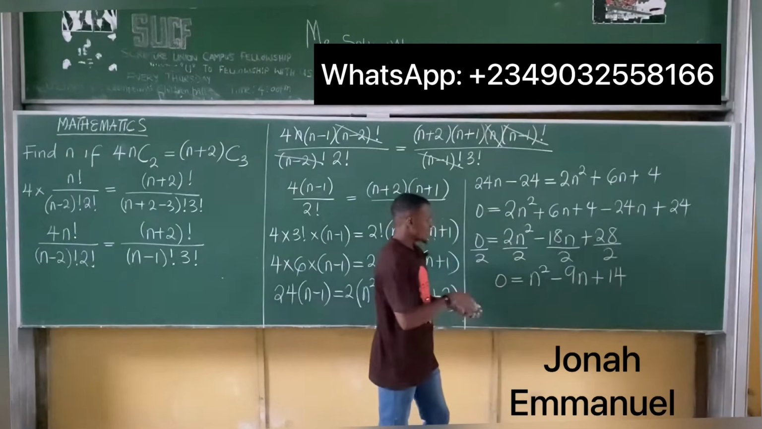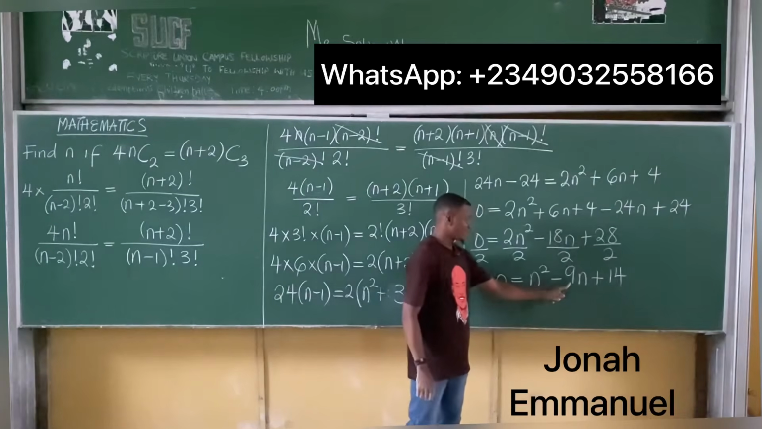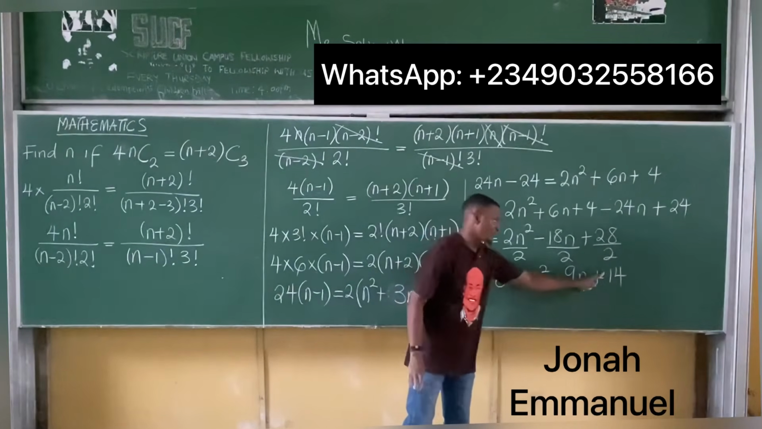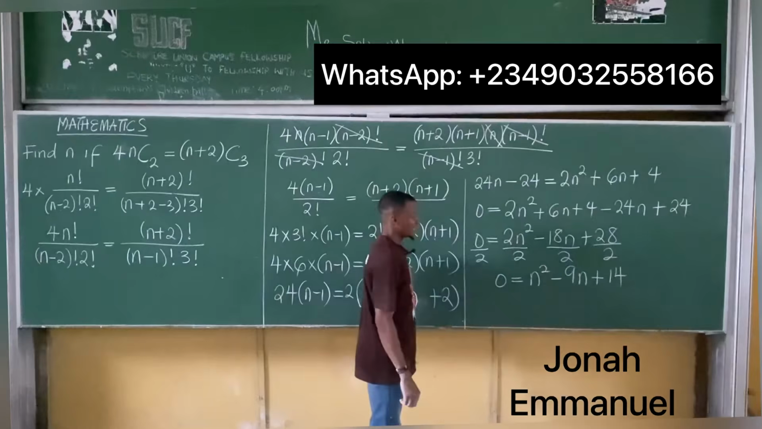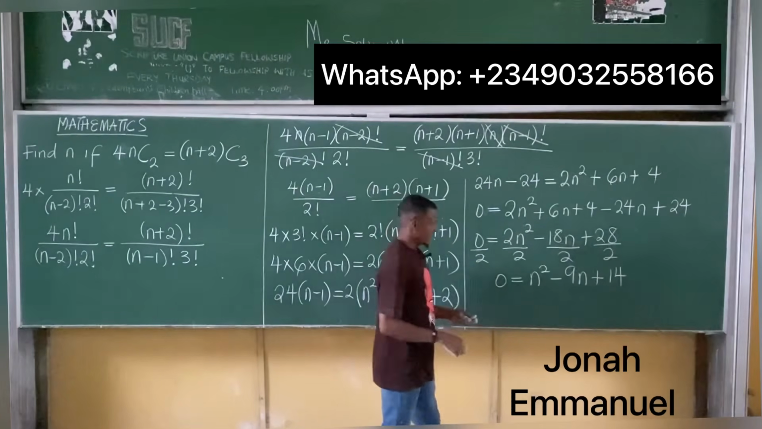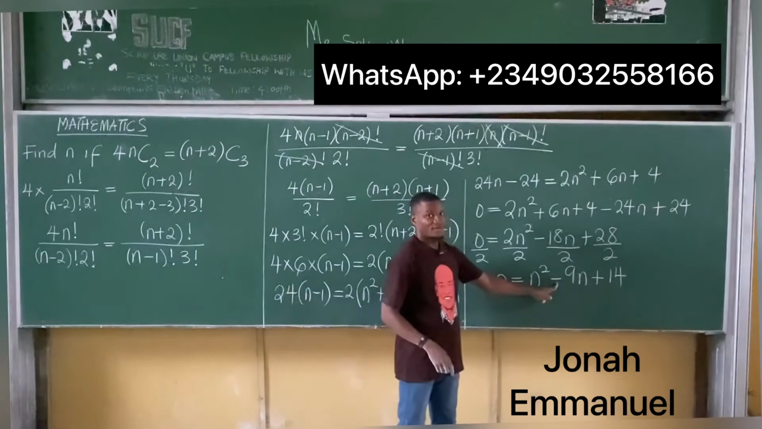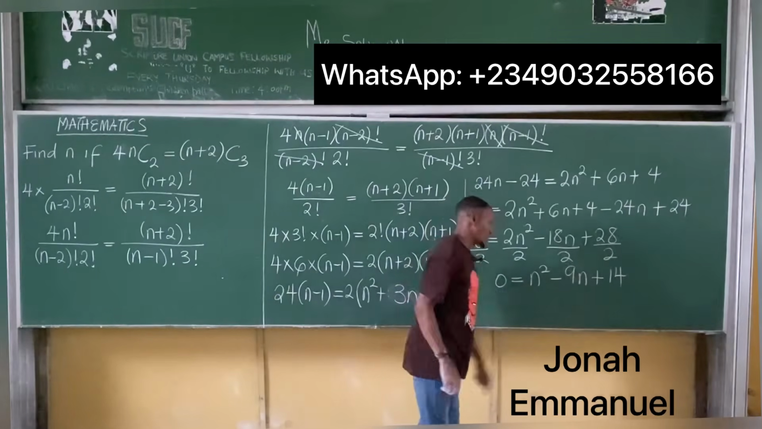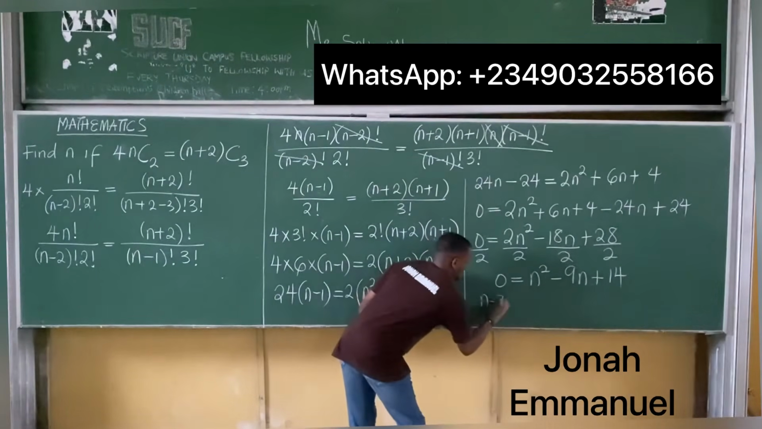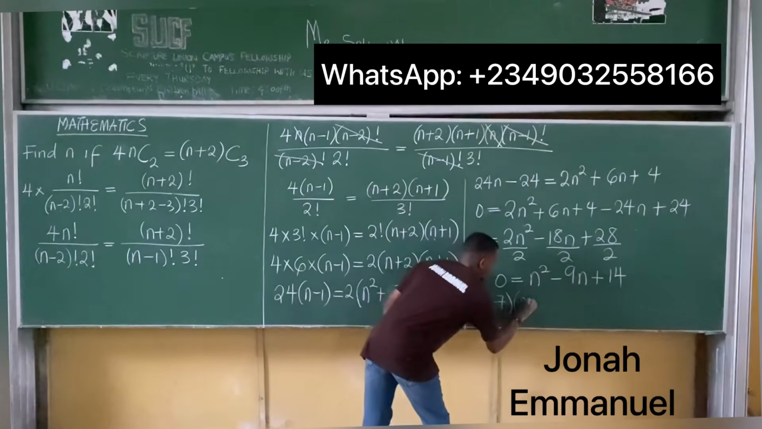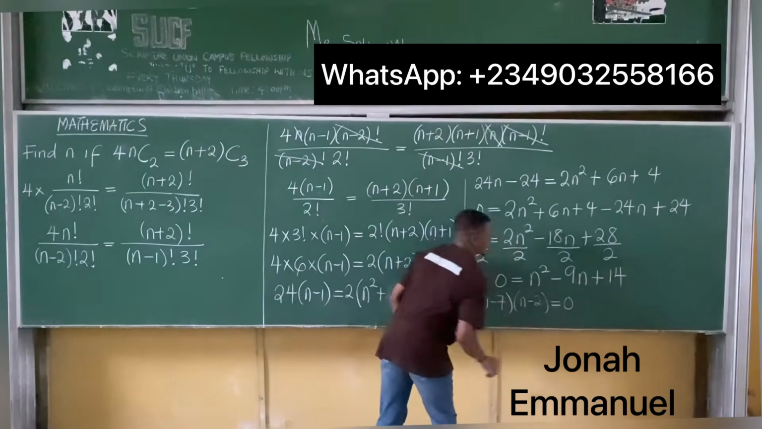Two numbers that will add up to give minus 9 and multiply to give 14. That is minus 7 and minus 2. Minus 7 minus 2 gives you minus 9. Minus 7 times minus 2 gives you plus 14. So I'm having n minus 7 or n minus 2 is equal to 0.